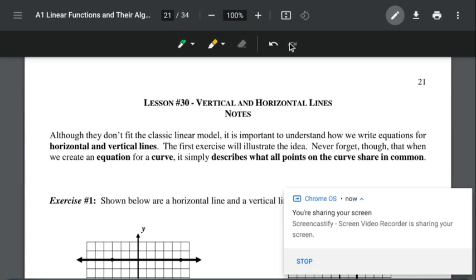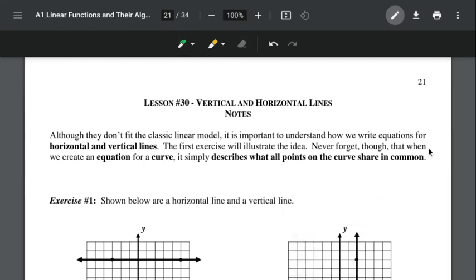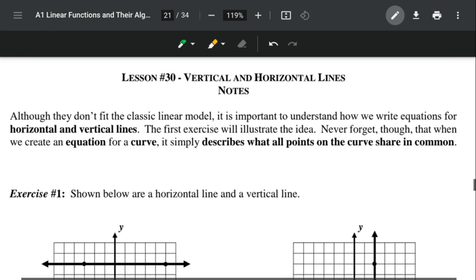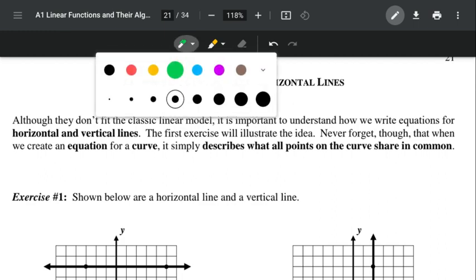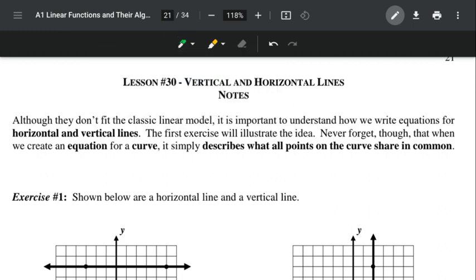So now we're on lesson 30. I would say we're through the most difficult part of this chapter, so that's pretty cool. Page 21, we're doing vertical lines and horizontal lines. Get my pen ready. A vertical line looks like this, straight up and down. A horizontal line is like that, a flat one.